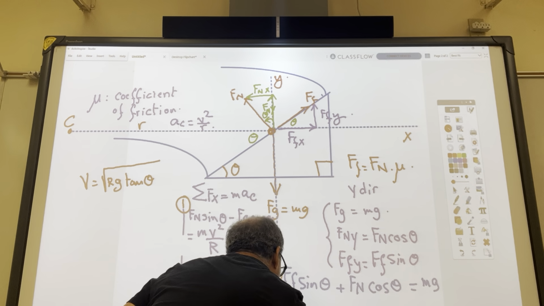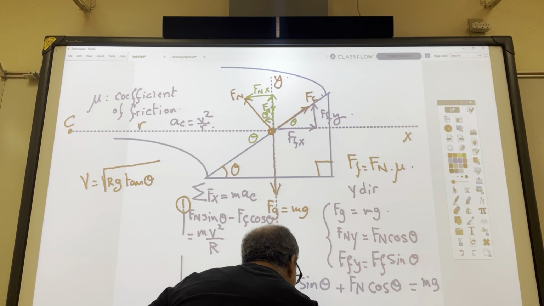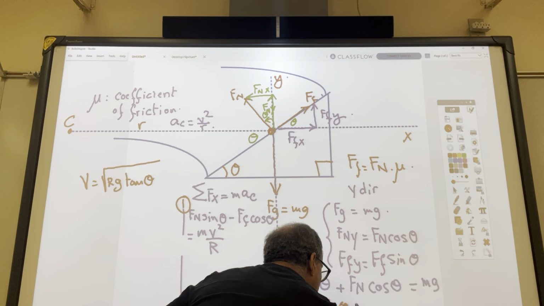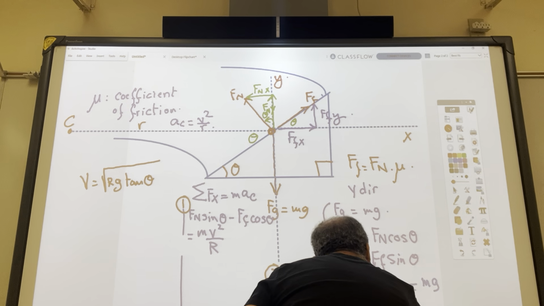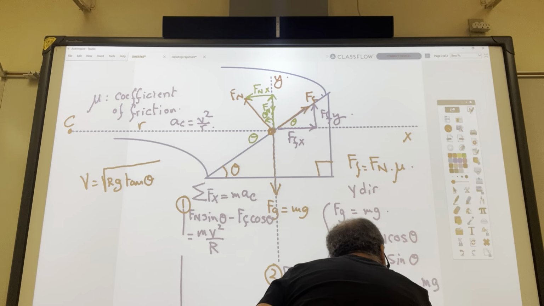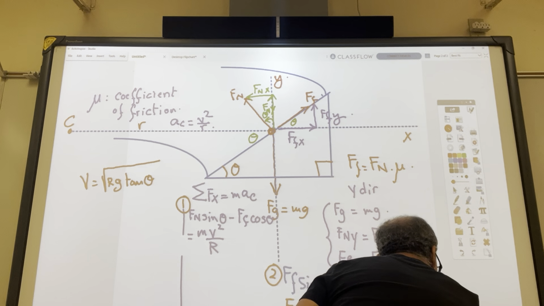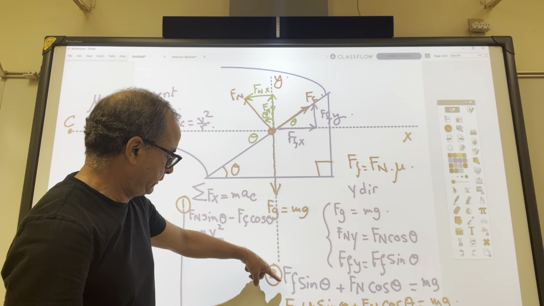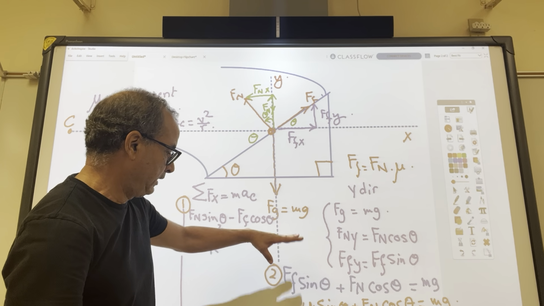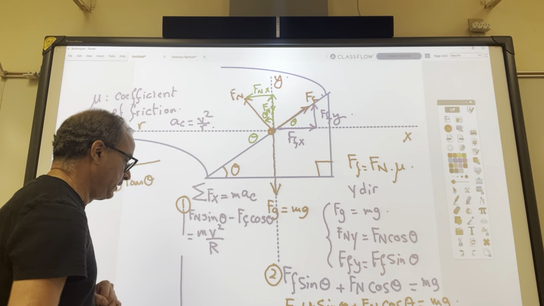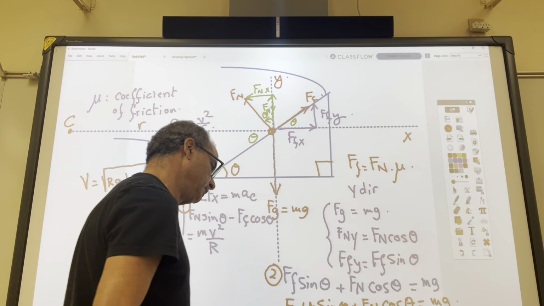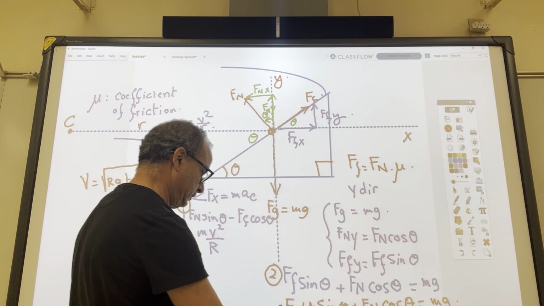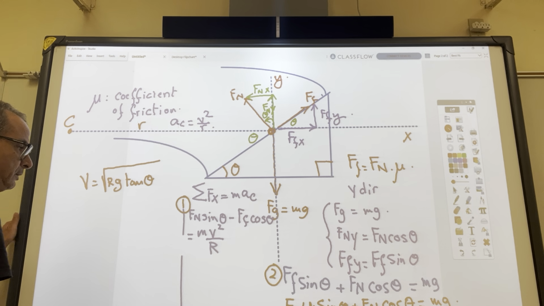So Fn mu sine theta plus Fn cosine theta equals mg. So I got rid of the friction force and replaced it by something that has Fn. Then we're going to factor out the Fn. Remember, they both have Fn, so we can put Fn as a common factor.